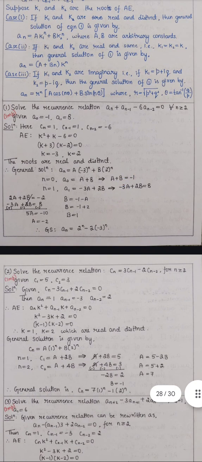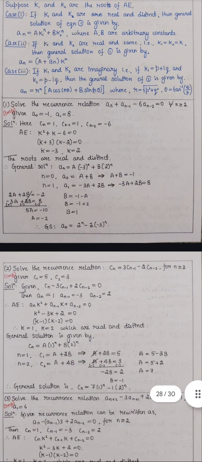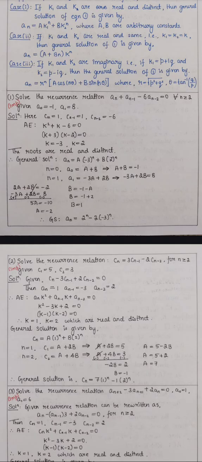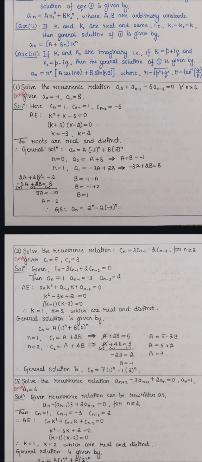Solve the recurrence relation an plus an minus 1 minus 6 an minus 2 equals 0 for every n greater than or equal to 2, given a0 equals minus 1, a1 equals 8. Here Cn equals 1, Cn minus 1 equals 1, Cn minus 2 equals minus 6. So the auxiliary equation is k square plus k minus 6 equals 0.